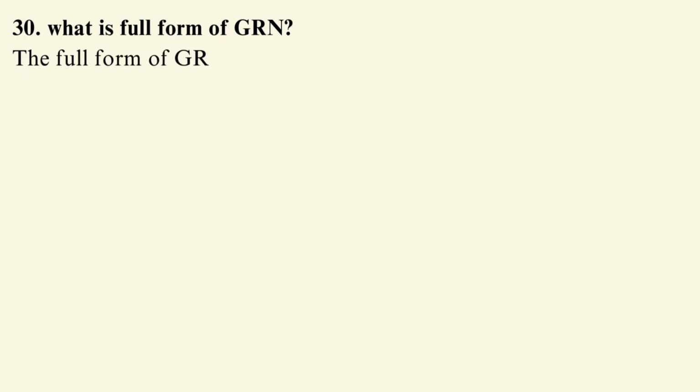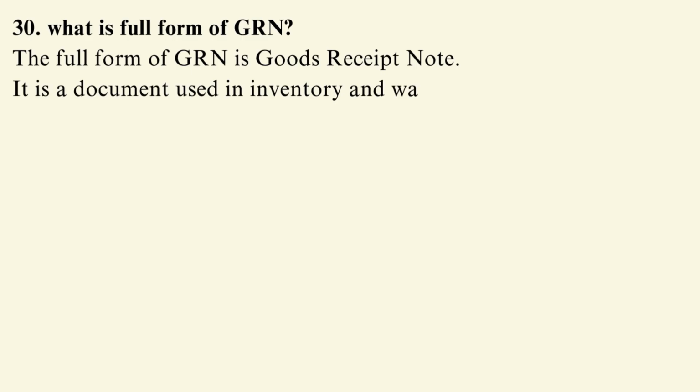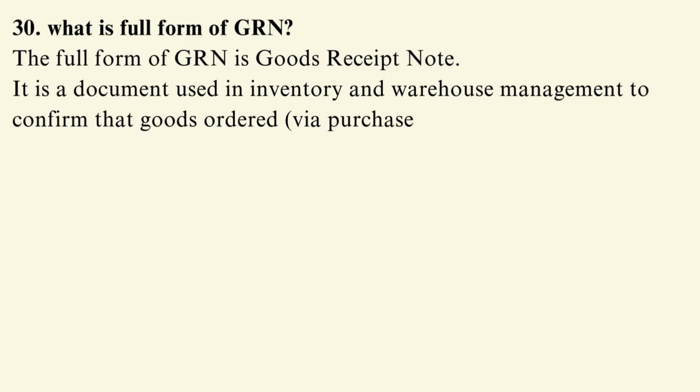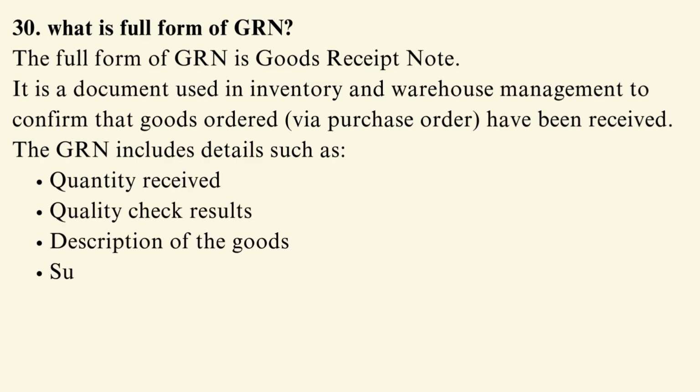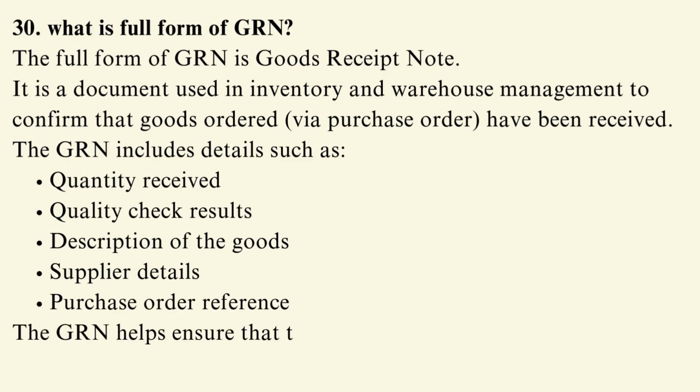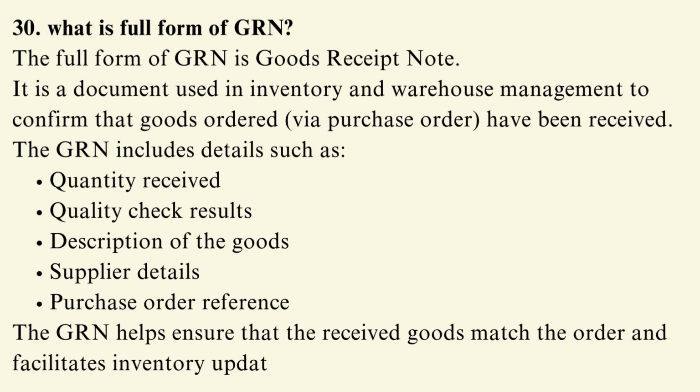What is the full form of GRN? The full form of GRN is Goods Receipt Note. It is a document used in inventory and warehouse management to confirm that goods ordered via purchase order have been received. The GRN includes details such as quantity received, quality check results, description of the goods, supplier details, and purchase order reference. The GRN helps ensure that the received goods match the order and facilitates inventory updates and payment processing.